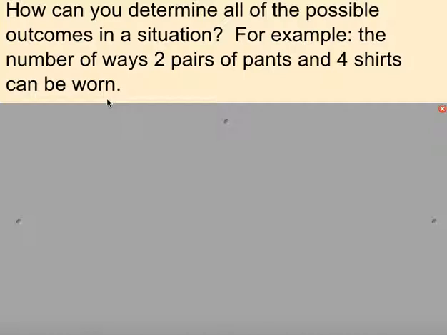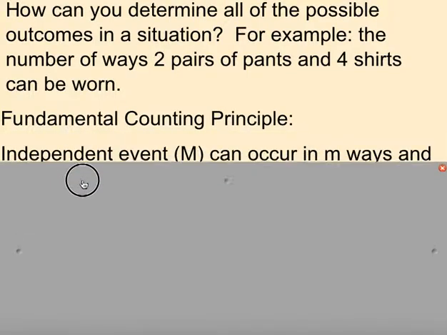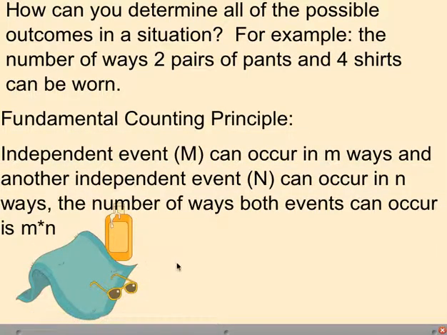Like if you have 2 pairs of pants and 4 shirts, how many different ways could those be worn? Well, this is the fundamental counting principle, saying if we have independent event M, and it can occur in M ways, and then another independent event N can occur in N ways, the number of ways that both events can occur is M times N. So we would say in this case, 2 pairs of pants and 4 shirts, 2 times 4, there are 8 ways that these can be worn.